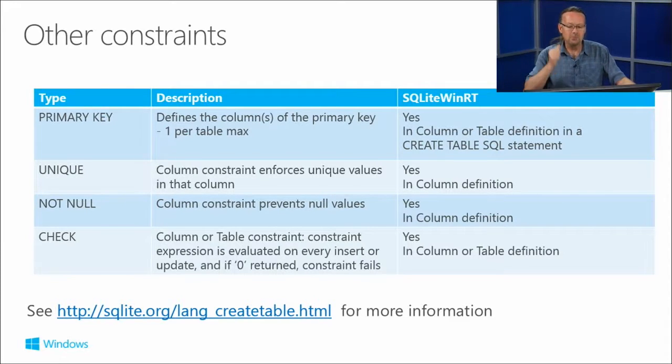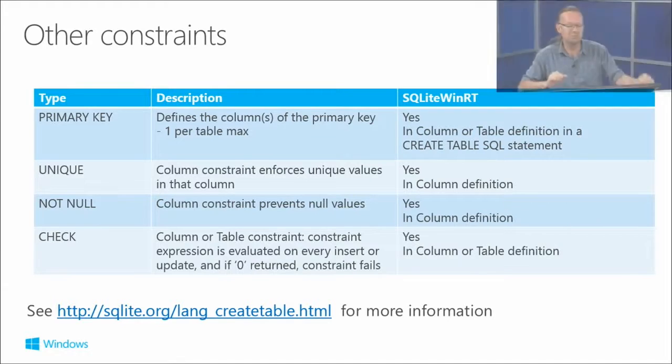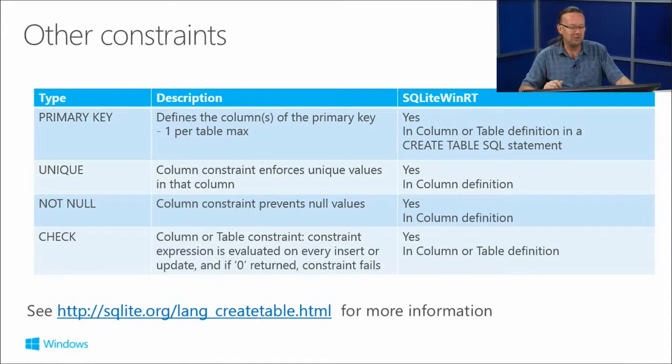There are a bunch of other constraints. Primary key, you kind of get that automatically on a create table. Unique enforces unique values, so in this particular column, all the values have to be unique. Not null prevents null values being stored. And then check is a little external expression you evaluate on every insert, which can block an insert if it fails the constraint. See the docs on SQLite.org for more details on all of those.